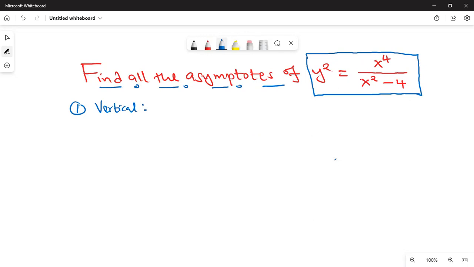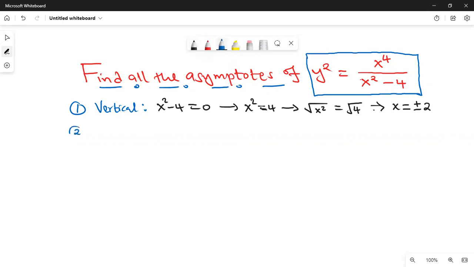In vertical asymptotes, we said equate the denominator to 0. So what you do, we write x squared minus 4 is equal to 0. This means x squared is equal to 4. When you take the square root on both sides, you get the square root of x squared is equal to the square root of 4, or we can write this as x is equal to plus or minus 2. So the vertical asymptotes are two of them: x is negative 2 and x is positive 2.